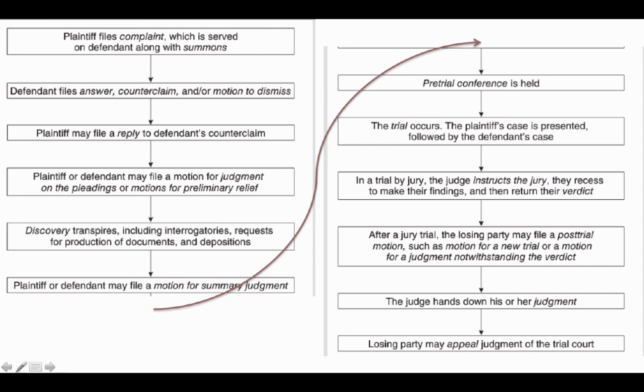The plaintiff presents their case, during which they provide evidence and examine witnesses. Witnesses are directly questioned and then may be cross-examined by the defendant's attorney. The plaintiff can respond to a cross-examination with a redirect examination, at which point the witness may also be re-cross-examined.